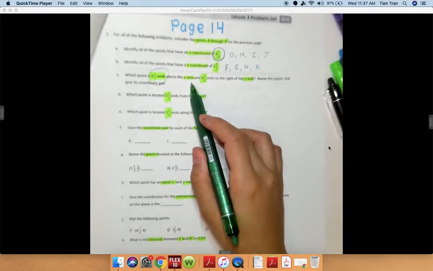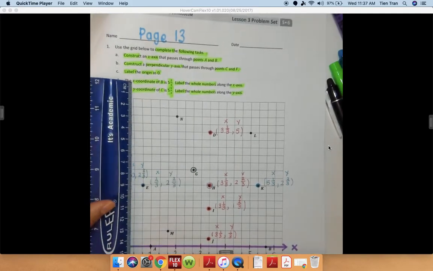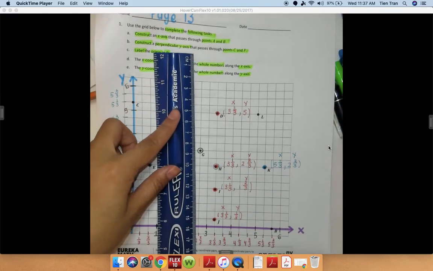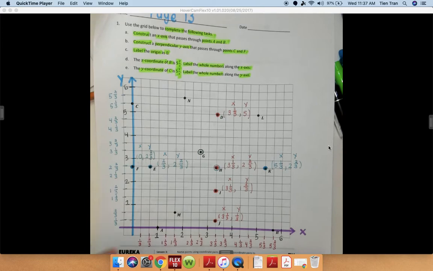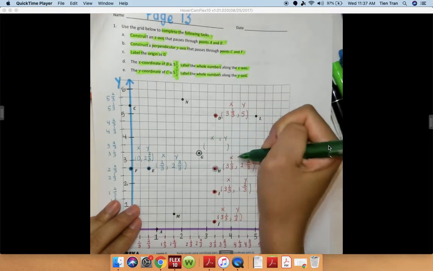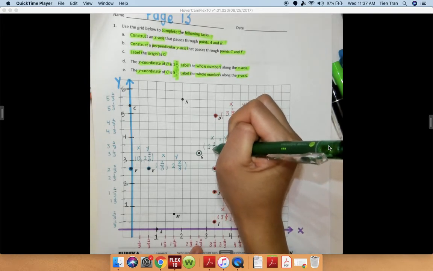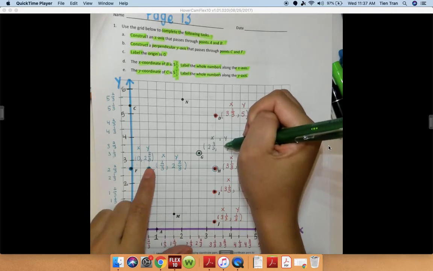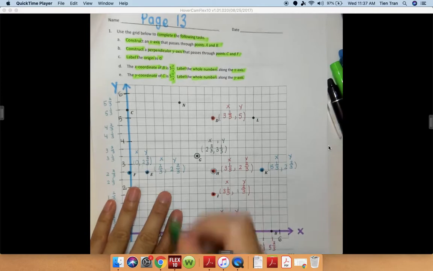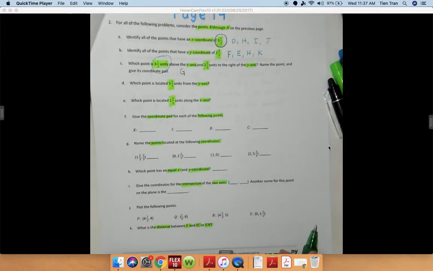And then it says 2 2/3 units to the right of the y-axis. This is the y-axis, and I'm moving it 2 2/3. So right there. So that's the G coordinate. So I'm going to label it. I have my x and my y coordinates. And right here we have 2 2/3, and then my y coordinate, I already told you, is 3 1/3. So I'm going to write that down, that G is the point for that one. So I'm writing down G.